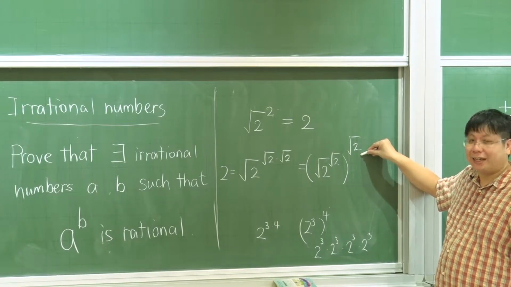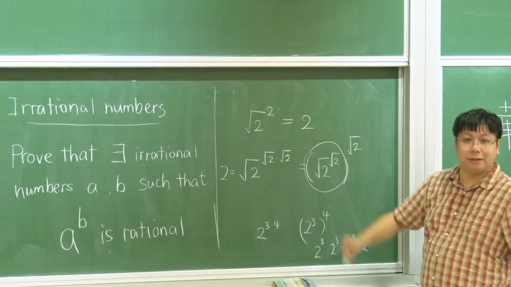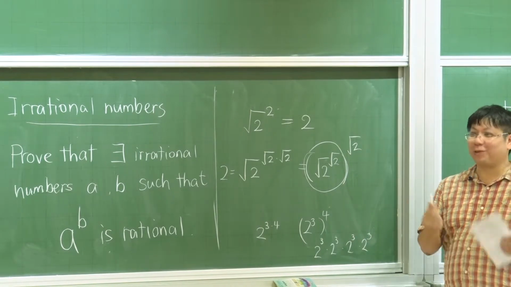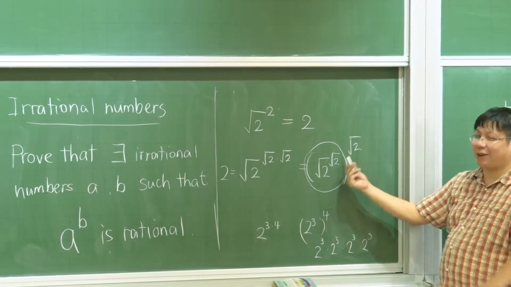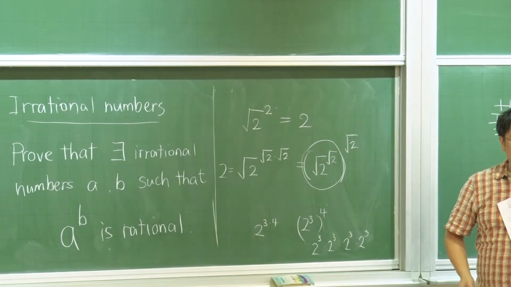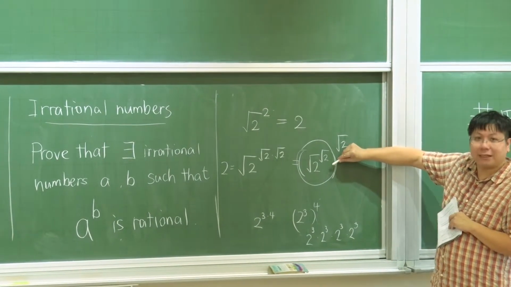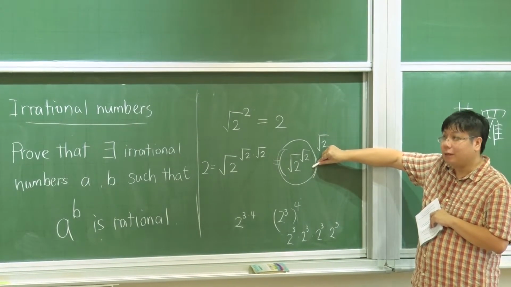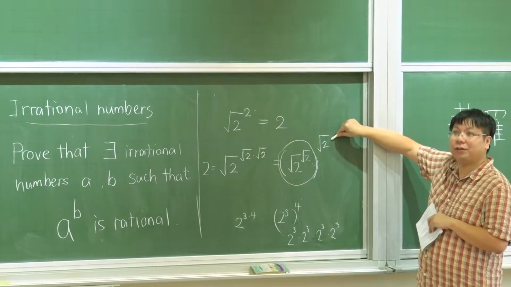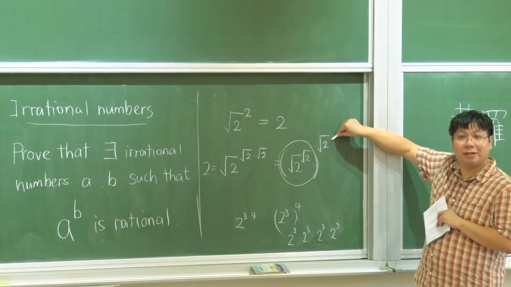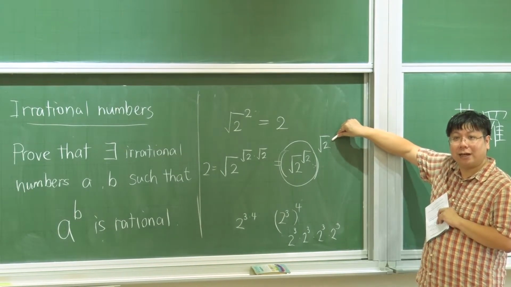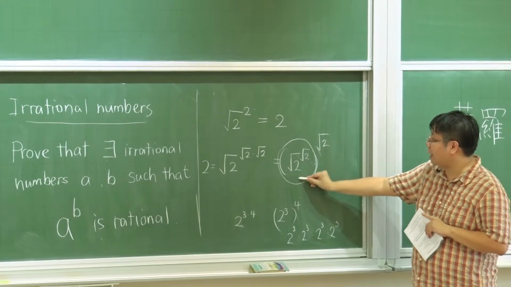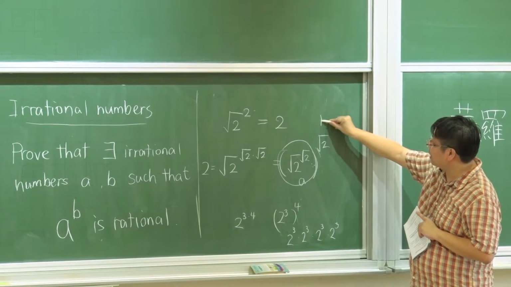Is it rational? No, we don't actually know. It looks like irrational, I think this is irrational, but there are two cases, proof by cases. Either this one is irrational. Now, if this one is irrational, then we have an irrational to the irrational becoming rational. So case one is this part is already irrational, so we have this part as A and this part as B.